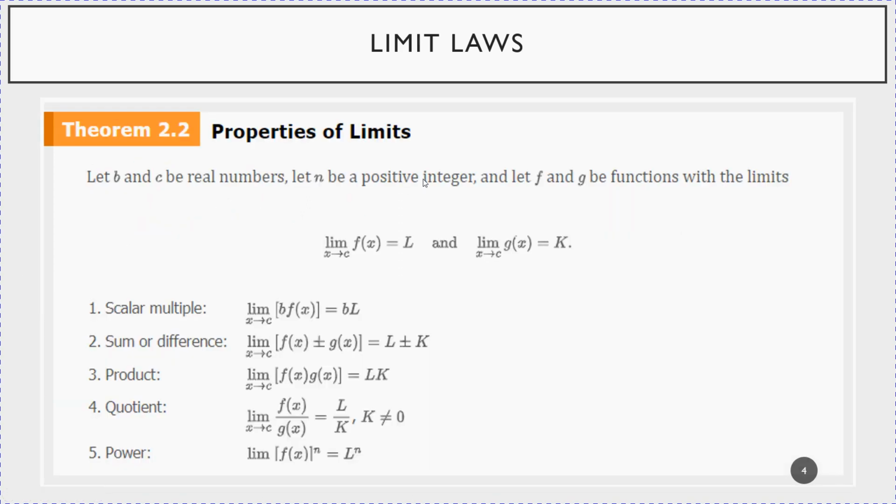Next, we have some properties of limits. Let b and c be real numbers, and again let n be a positive integer. Let f and g be functions with the following limits: the limit as x goes to c of f of x is equal to L, and the limit as x goes to c of g of x is equal to k. The big takeaway here is that both these limits exist.